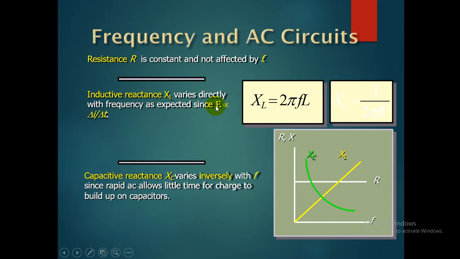That is because E is directly proportional to di by dt, as we know E is equal to L di by dt. Based on that, we can say the relation between frequency and XL is directly proportional. Due to that, it gives a straight line passing through the origin.